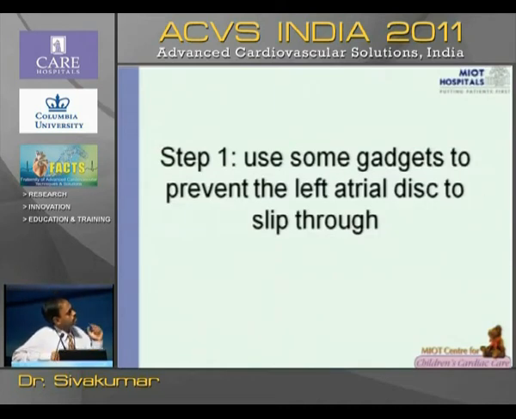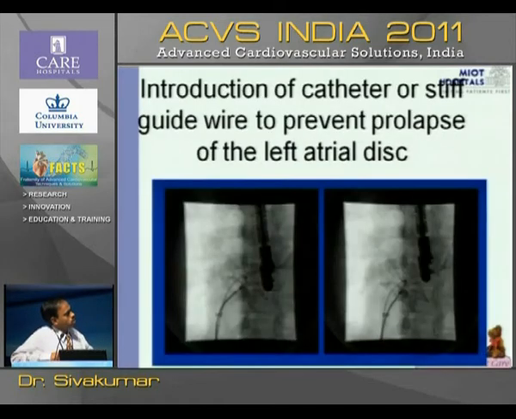This is going back to history. In the initial 5 years or so, when the Amplatzer devices were used, from 1995 to 2000, the primary strategies were to use some sort of gadgets to prevent the left atrial disc from slipping through, which means you put in a catheter along the sheath to go all the way into the left atrium, and this catheter is going to hold the left atrial disc within the left atrium and prevent it from slipping.